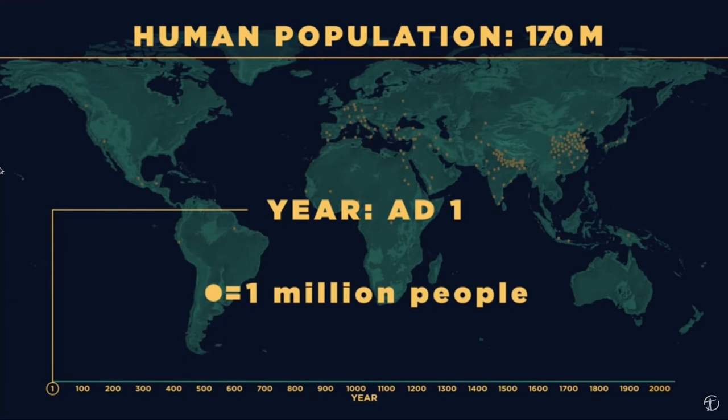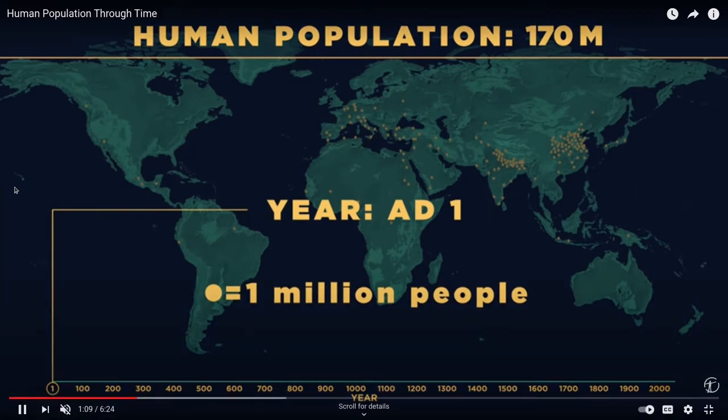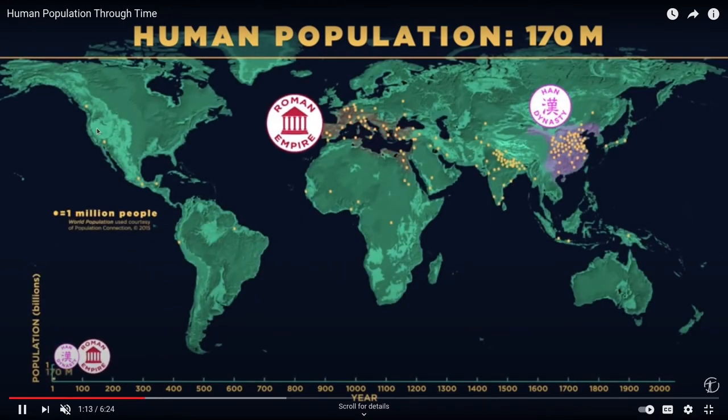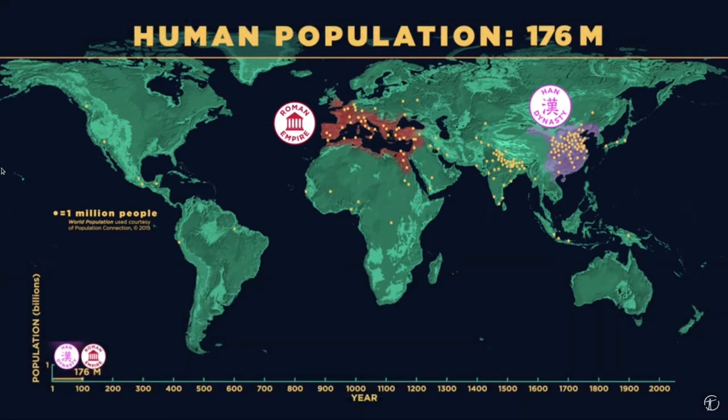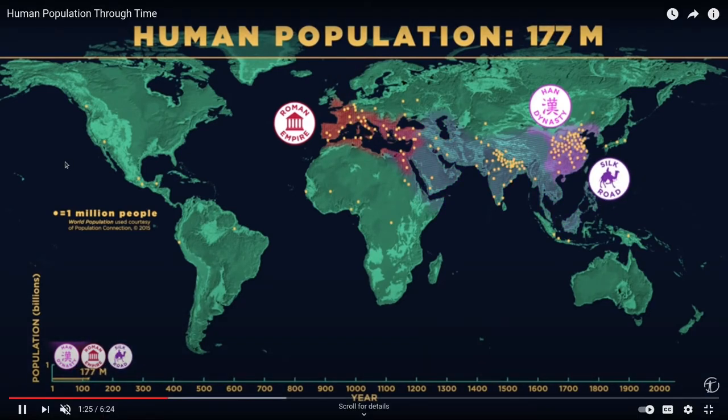Each dot represents 1 million people. It doesn't mean that there was 1 million people right there. It just means that in that region, if you added everybody up, there was 1 million people. And then they'll show us important little icons to let you know, oh yeah, this important thing, the Han Dynasty, the Roman Empire, whatever. Oh, and we started. So yeah, not a whole lot of people, 177 million people.